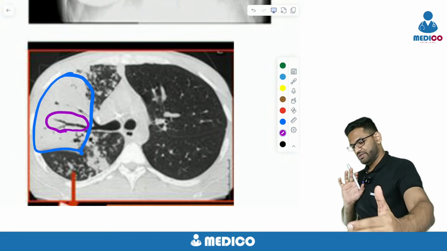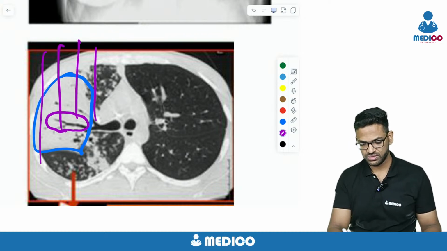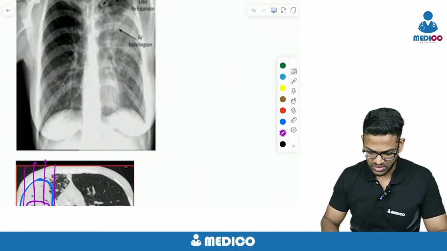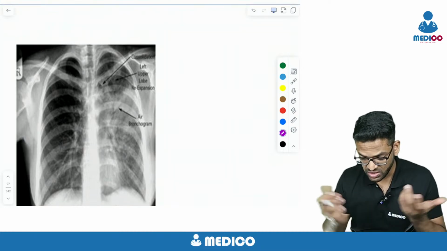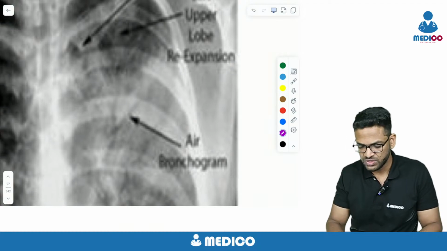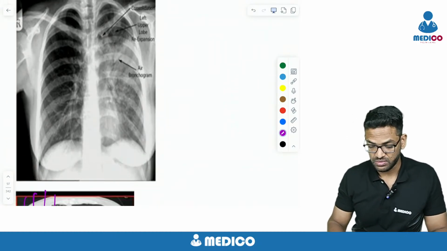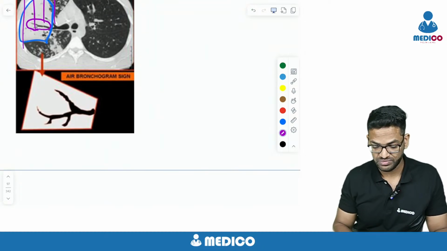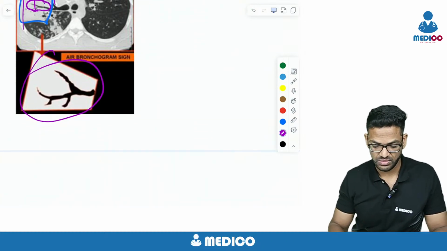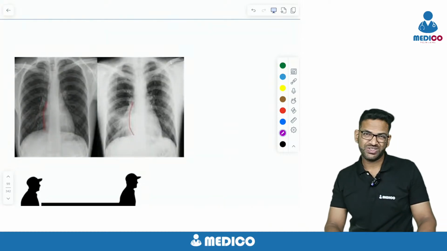If you do an X-ray of this, the X-rays will come like this, and the CT equivalent of it is this, right? This is air bronchogram. Try to pick this up in the spotters, whatever you get. It's very important. So somebody has drawn it again. Look for this. Now the next option was silhouette sign.